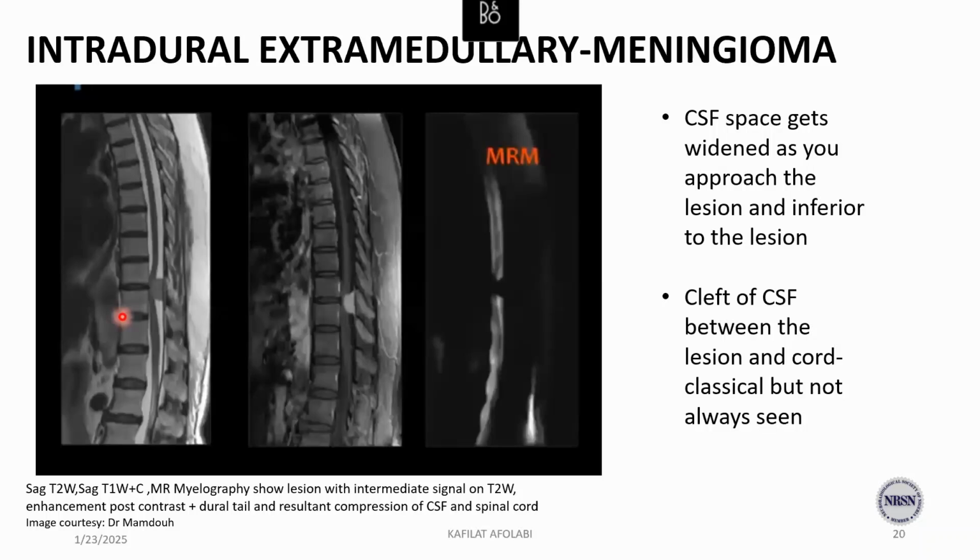Because if you see a CSF cleft, just like we see CSF clefts in some brain imaging, it points us to some things. In the spine, if you look at the axial section, you see CSF clefts surrounding a lesion. It's likely to be intradural extramedullary. So from there, you kick off with your differentials.